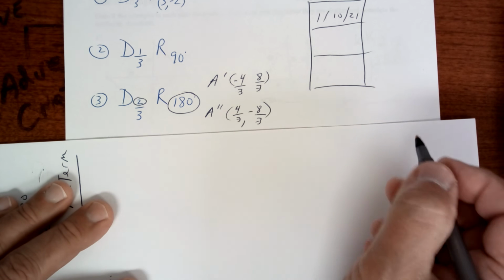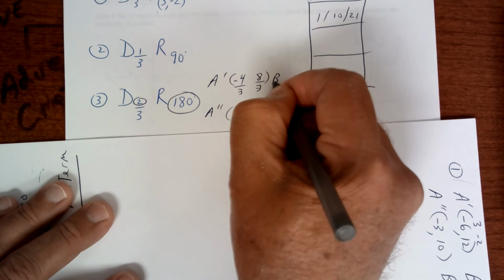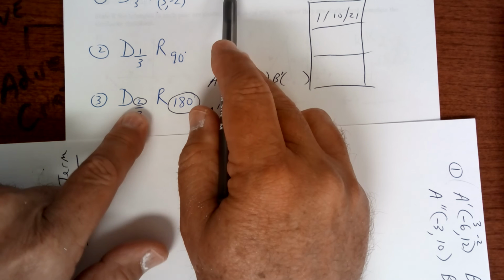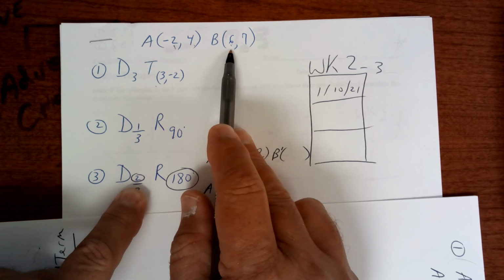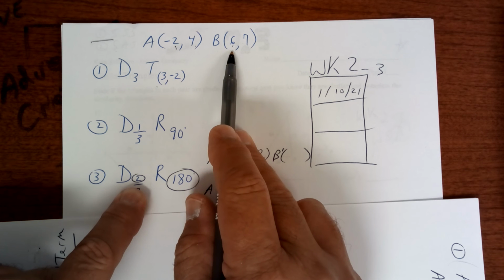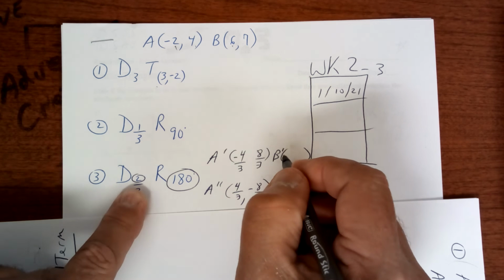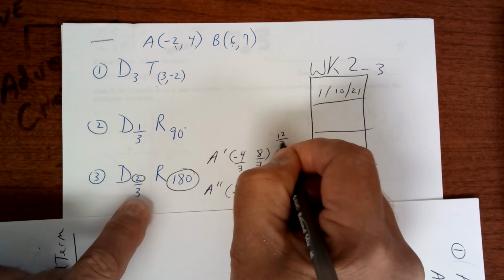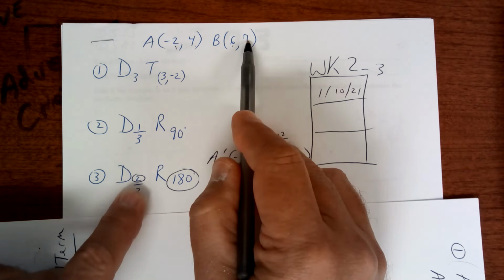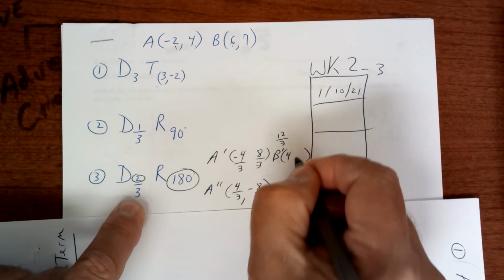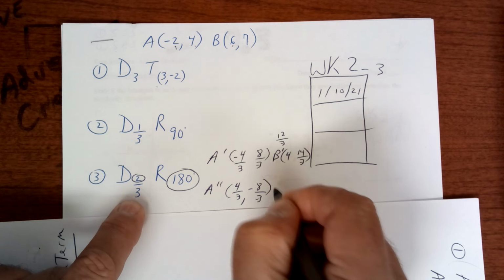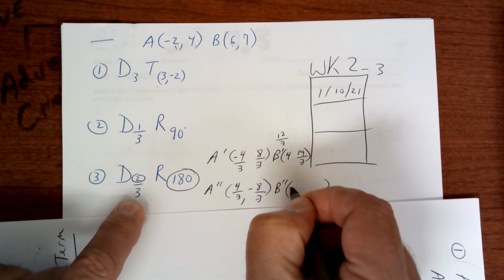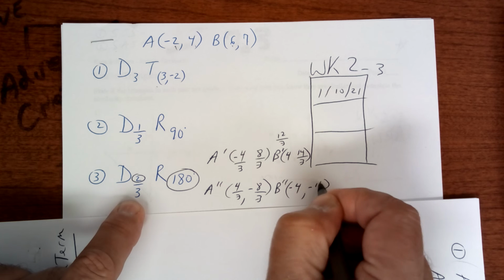And then B prime, you're going to multiply by 2 right here. So that's going to be 6 times 2. You pull that down. 6 times 2 is 12. Divided by 3 is 4. And then this one is 7 times 2 is 14 divided by 3. So B double prime, you're going to change both of these, so that becomes a negative, and this one becomes a negative as well. And there it is.